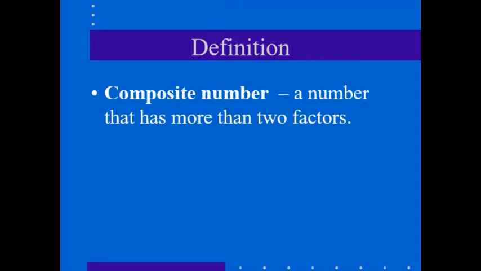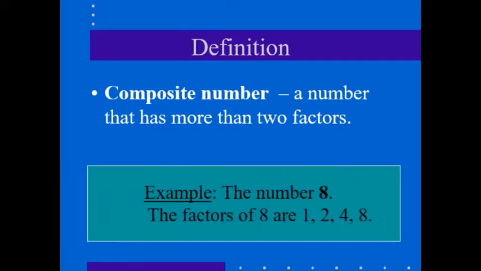The composite numbers. The composite numbers have more than two factors, so you can divide it by something that is not itself or 1, like number 8. We can divide 8 by 1, 2, 4, and 8. 8 divided by 1 is 8, 8 divided by 2 is 4, 8 divided by 4 is 2, 8 divided by 8 is 1.